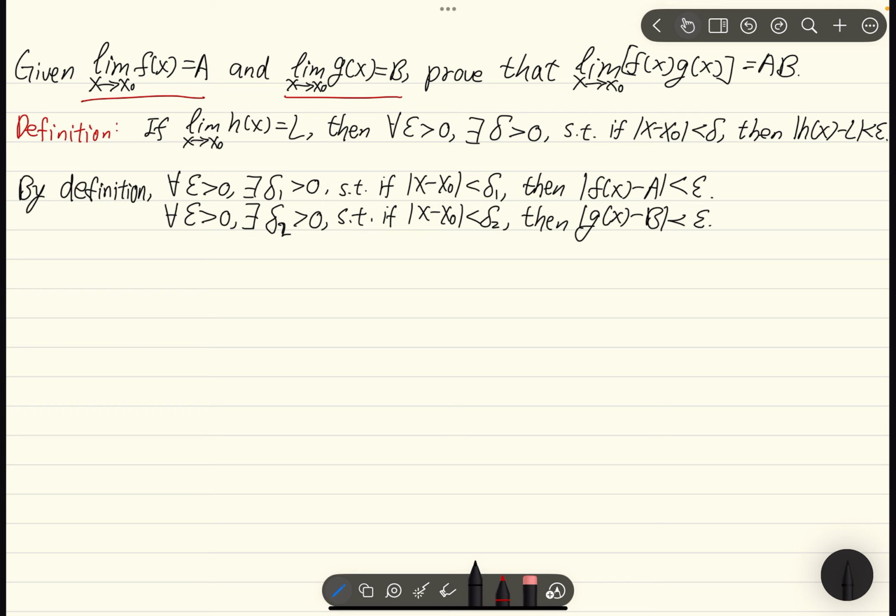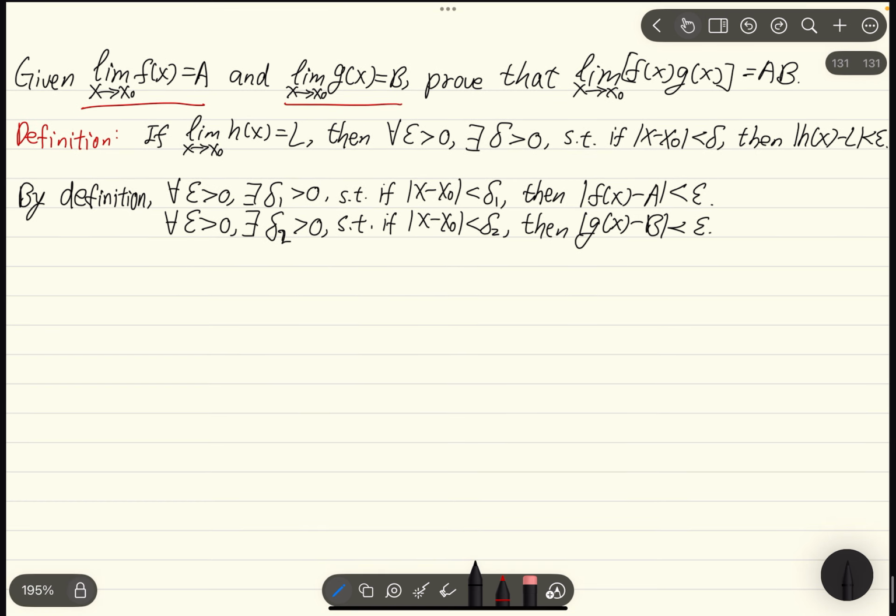Okay then, what do we want to prove? So we're not going to write this on our answer sheet in the exam, but what do we want to prove? We want to prove that for some other delta, say delta 3, if the distance between x and x naught is less than delta 3, then the distance between f(x) times g(x) and ab is less than epsilon. So that's what we want to prove.